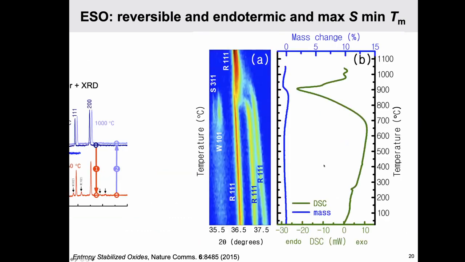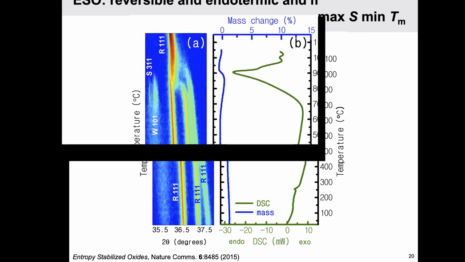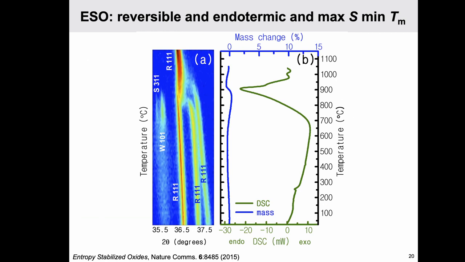Now we want to understand if it's endothermic. We increase the temperature, and we need to put heat inside so the system has a phase transition. This is a differential scanning calorimetry. At low temperature, you see the lines of the original binary oxides, and bam, when you go above this temperature, you have only the rock salt ones. This is the mass change. Pretty much there is no mass change, and the differential scanning calorimetry tells you that you need to inject heat into the system so that you have these transitions. It goes from order to disorder.